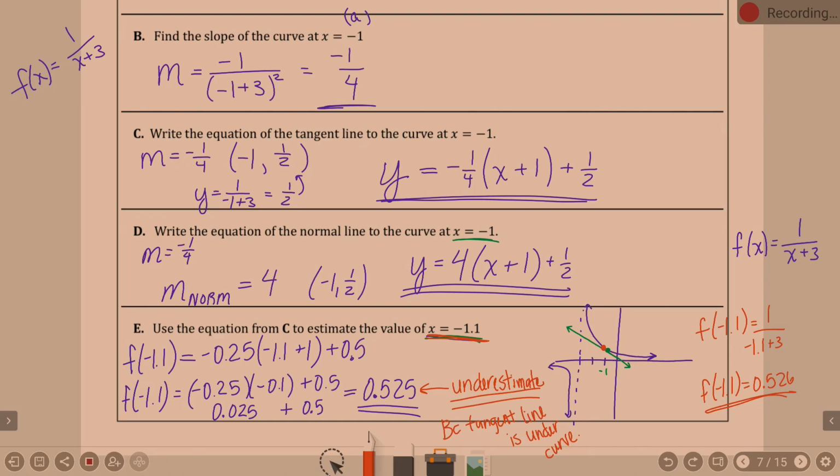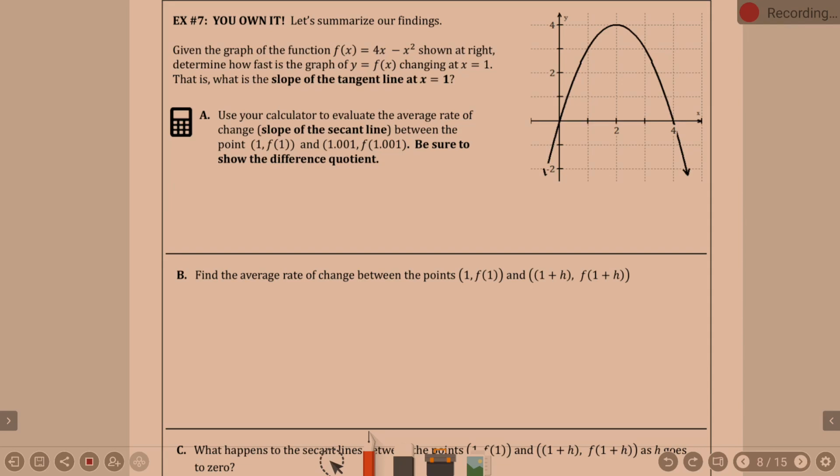One last page. Given the graph of the function f of x equals 4x minus x squared, shown at the right, determine how fast the graph is changing at x equals 1. That is, what is the slope of the tangent line at x equals 1? Okay. Now, we're going to take this through in pieces. We have a couple of different things we're going to talk about. But here's x equals 1, right?